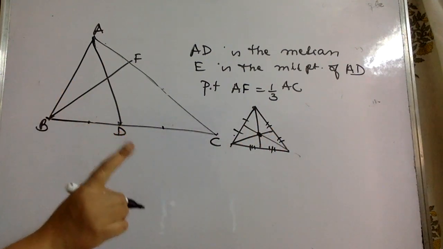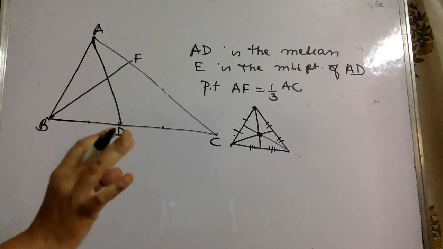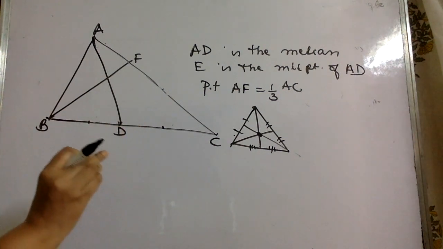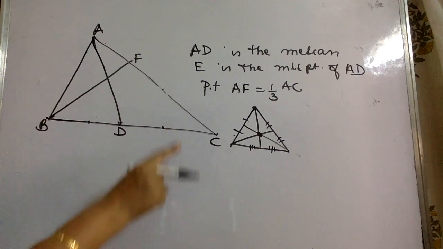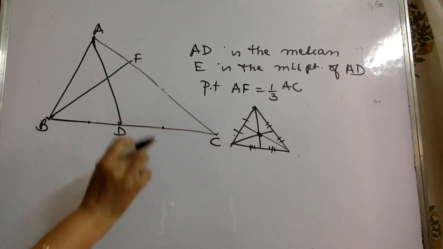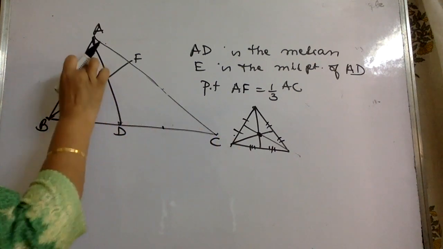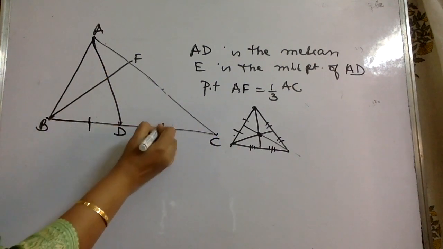So in a triangle there is always, no matter what kind of triangle it is, obtuse, acute, right angled, any triangle, it will always have three medians. So here we have the medians. AD is the median, so immediately we can think like this.